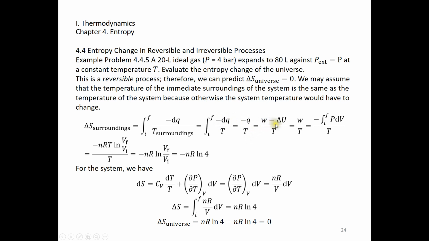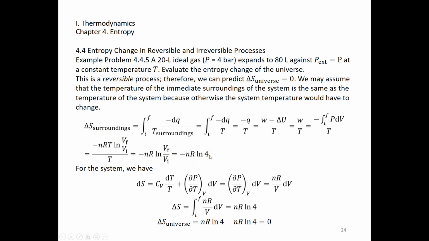It's W minus delta U. Delta U is 0, so we have W over T. W is negative integral P dV, and P is nRT over V, and then we have all this. The surroundings has an entropy change of negative nR ln4 in the end.